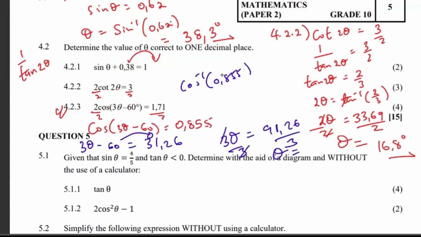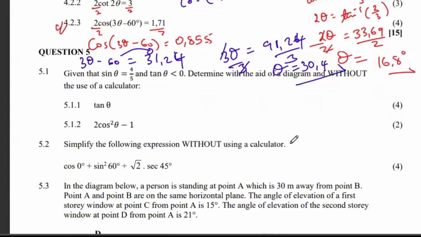Okay. We said 91.26, shift cos of 0.855. It's 91.24, not 26. Okay. Then we're dividing it by 3, which gives us 30.4. So that becomes the answer for that, and that's how we would have obtained that.